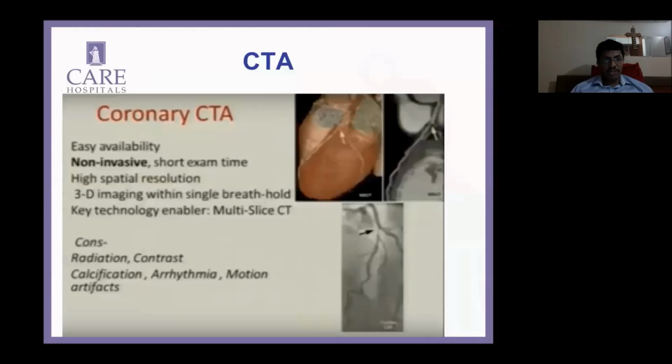Contrast, yes, you need iodinated contrast. You need to have a normal renal function.